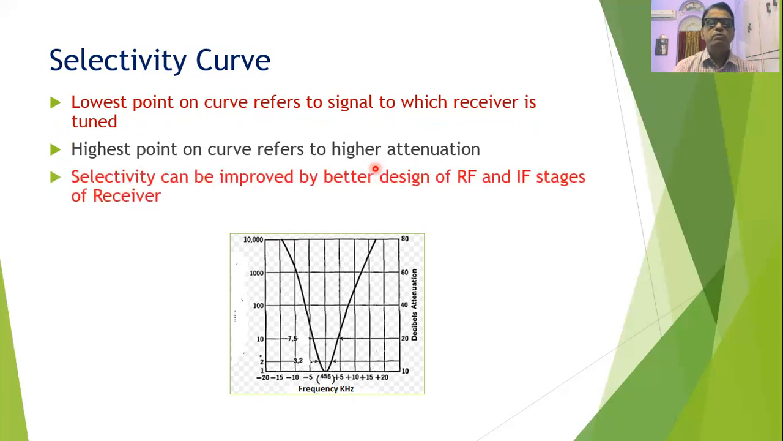Selectivity of the radio receiver can be improved, and whenever we want to improve it, it is necessary that we have a proper design for the radio frequency stage and the intermediate frequency stage of the radio receiver.